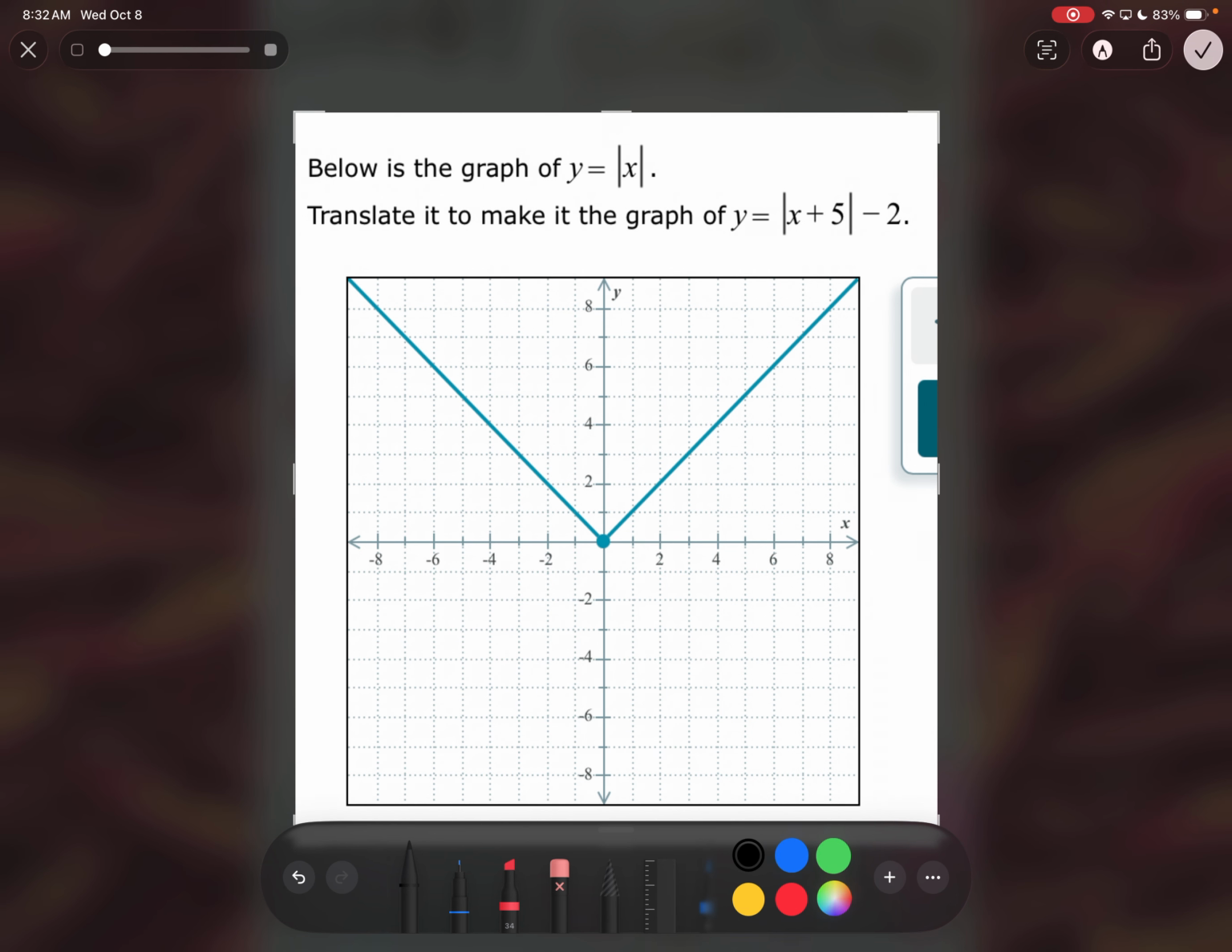So my original's already there. What do I have here? I've got the vertical shift. That would be down 2. And then this one right here, the +5. You always do the opposite on the inside of what you think. So it's going to go to the left 5. So I go to the left 5 and then down 2. And I have my new graph.